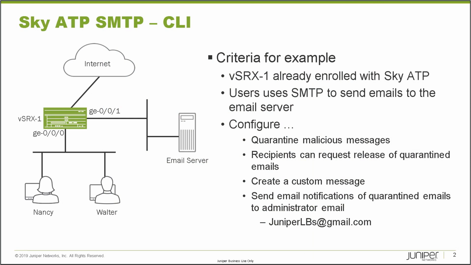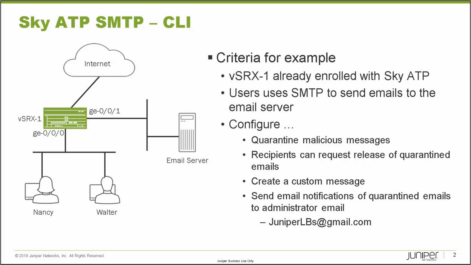First, the topology that you see on the left. We first see vSRX1, which is connected to the client zone, which Nancy and Walter, those users, are a part of, and they connect in on ge-0/0/0. Then we have the email server, which is a part of the server zone, which connects in on ge-0/0/1 on vSRX1. And then vSRX1 connects to the internet, so that way we can submit files to the Sky ATP cloud.